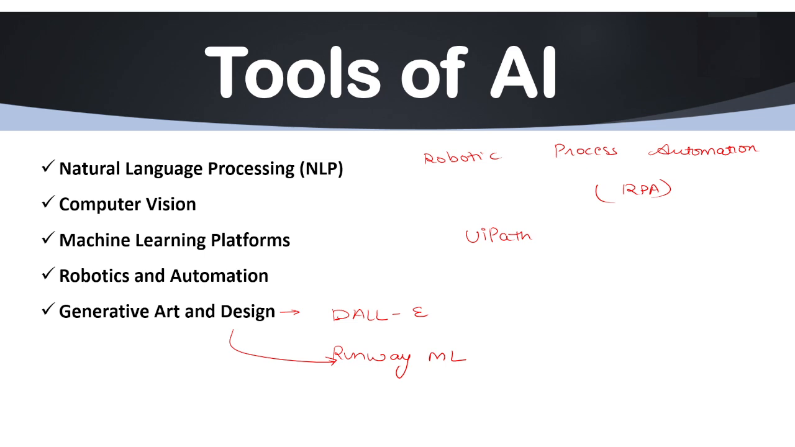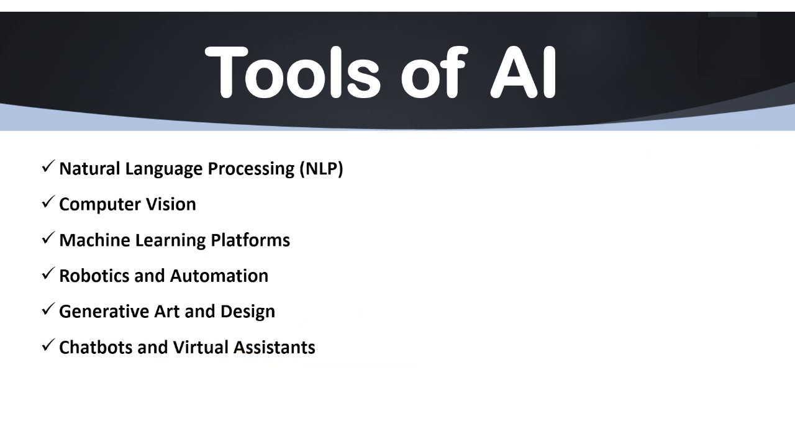These AI applications can create visual art. With the help of these tools we can create visual art, we can design logos, we can generate music, enabling artists and designers to explore new creative ventures. So if an artist wants to increase creative thinking and improve their creativity, then under generative art and design tools we have two important parts. Okay, next we have chatbots and virtual assistants.